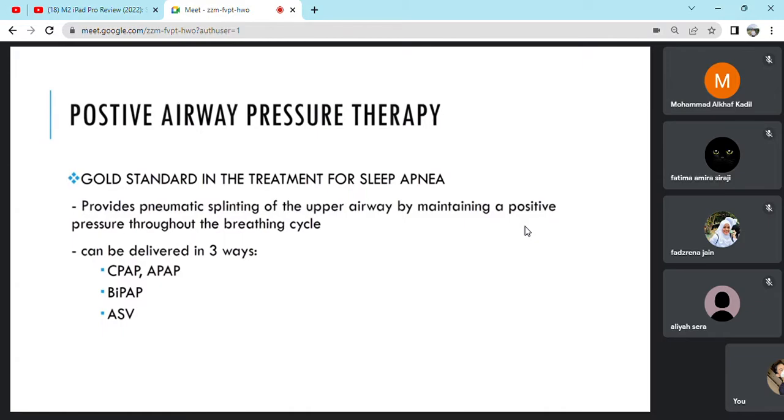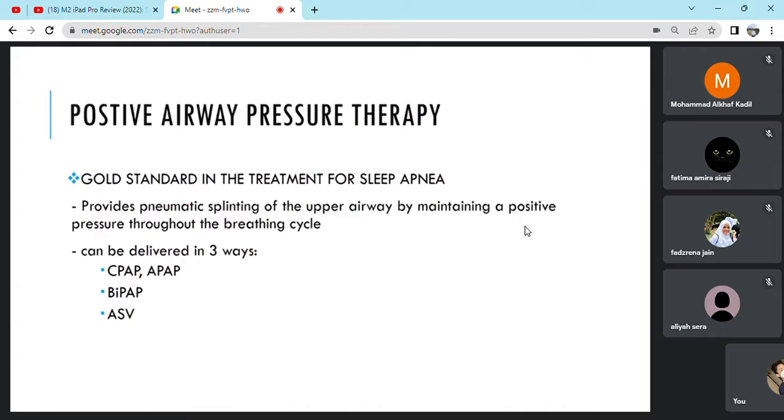You can have your CPAP or continuous positive airway pressure. You have your auto positive airway pressure or what you call auto CPAP. Okay? Or APAP na tinatawag natin. And of course, you have your BiPAP or bi-level positive airway pressure and adaptive support ventilation. So all of these are considered as positive airway pressure therapy.